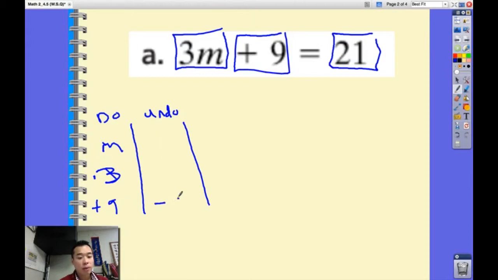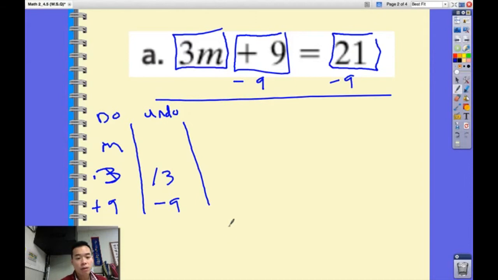Undo, I'm just going to go ahead and write the inverse of each of those. The opposite of +9 is -9. The opposite of multiplying by 3 is dividing by 3. This right here tells me what I need to do first. So I'm just going to -9. If you want to, you can also write 21 right here as your result and draw your arrow, and it lets you know that's the first thing you need to do.